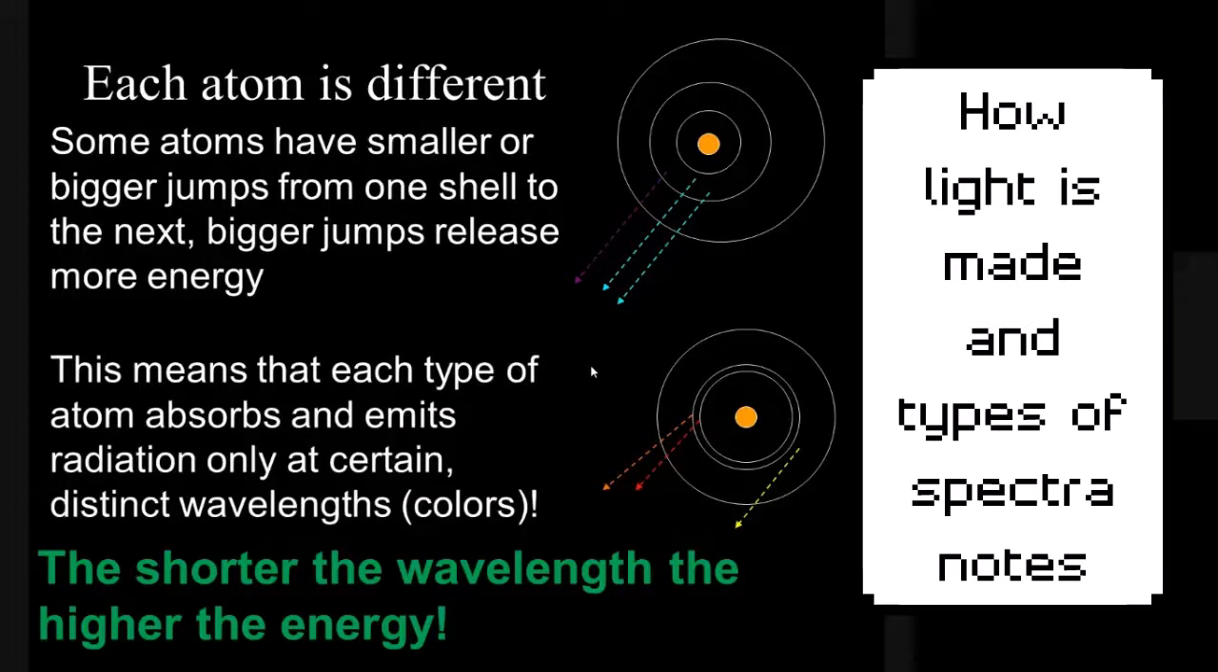They release different types of light, very distinct wavelengths. And we can actually use that to tell what something is made out of based on the light it emits. Always good to know, the shorter the wavelength of light, the higher the energy. So for example, violet has a shorter wavelength than red. So violet is higher energy light than red, just so you know.